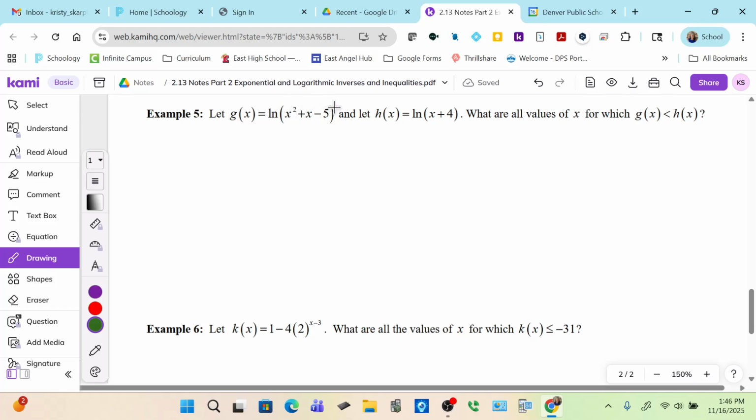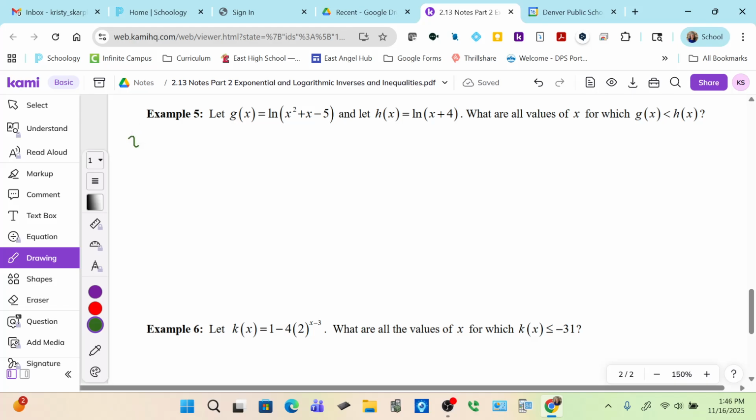But by definition, we know that this value has to be greater than 0. And x squared plus x minus 5 doesn't factor, so in order to find those zeros, I would either need to complete the square or use the quadratic formula. I am going to use the quadratic formula.